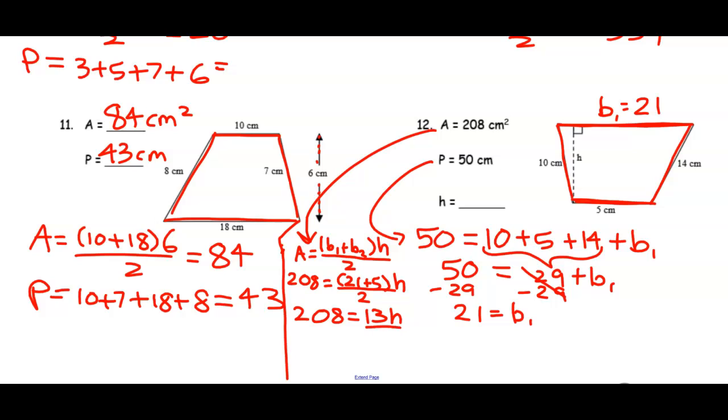Oh, last step, divide by 13. What's 208 divided by 13? 16. My height, 16 centimeters. So I had to use the perimeter to find base 1, and then use that base 1 and everything else to find the height given the area.